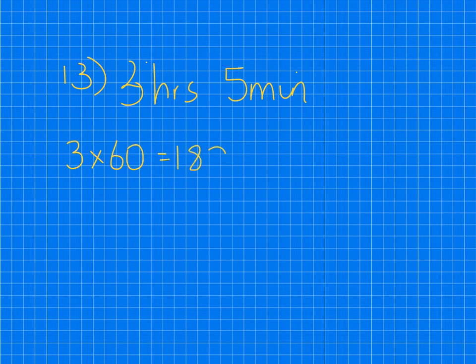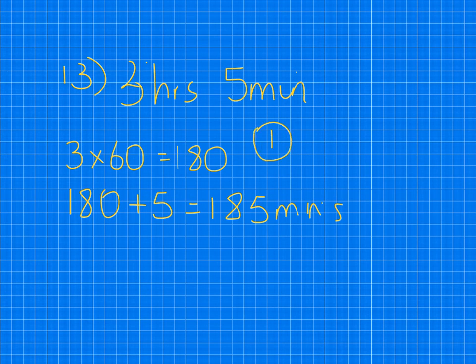Question 13. Write 3 hours and 5 minutes in minutes. Well, there's 60 minutes in an hour, so 3 times 60 is 180. Add on the 5 minutes, which gives us 185 minutes. There's 1 mark for correct working for showing 3 times 60 and 1 mark for 185 minutes.